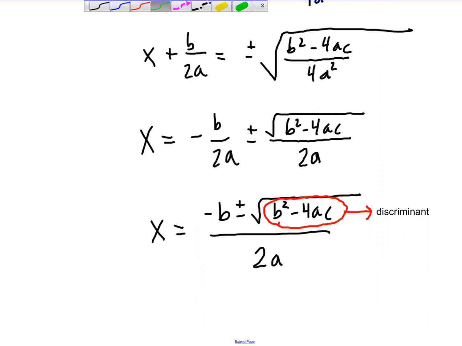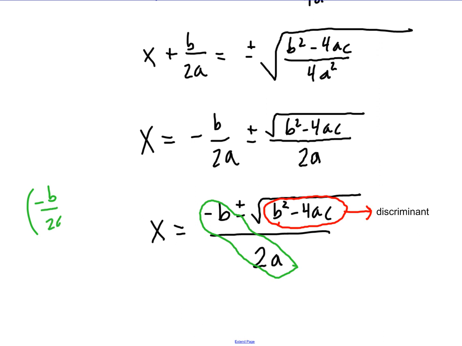Now this, the negative b over 2a, is another important piece to the graph of a quadratic. Negative b over 2a is always going to give us the x value of the vertex. And then to get the y value, we simply find f of negative b over 2a.